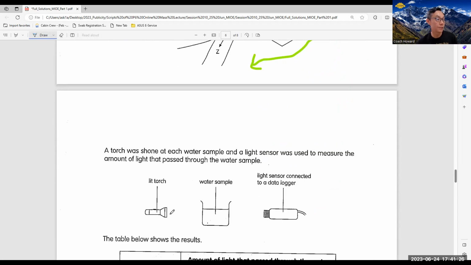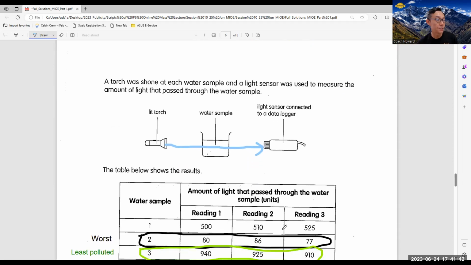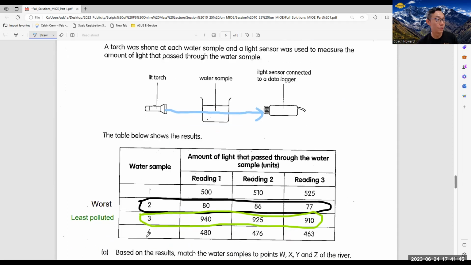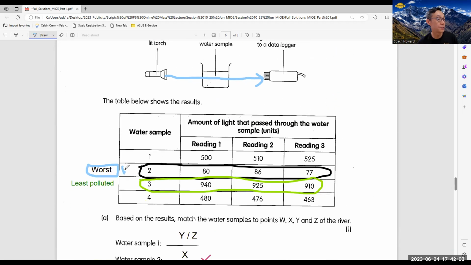So they use a data logger. So the torch fires the light through here, right? Okay. If the water has a lot of pollutant, the light intensity recorded will be lower. So you see the amount of light passing through. These are the sample units. So they have sample 1, 2, 3, 4. Okay. So I put here worst. Worst means least light passes through, only 80, 86, and 77 units. So we will know that this one, sample 2, should be from W. So actually you can annotate this as W here.